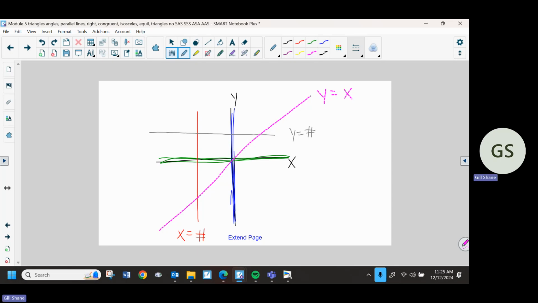What about y equals negative x? It's diagonal, but how is it different? What's the different part of that?